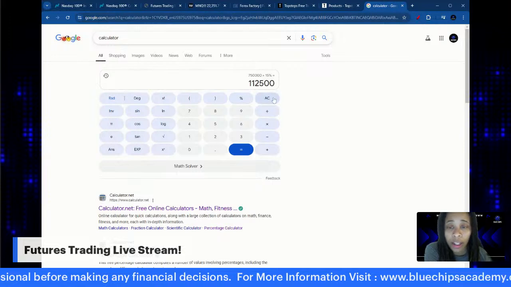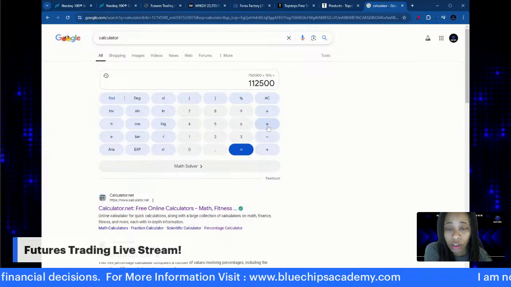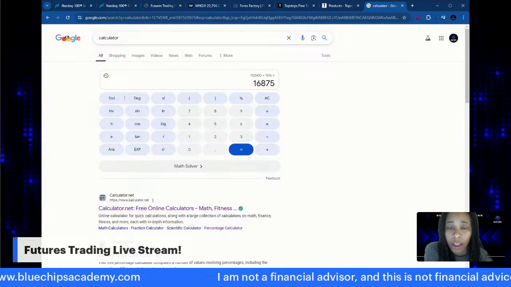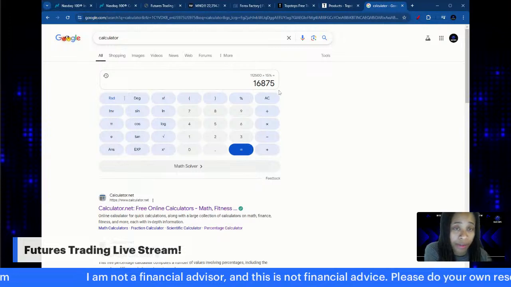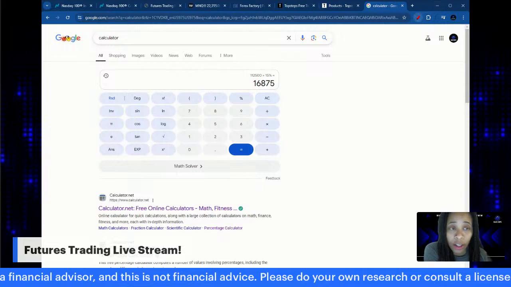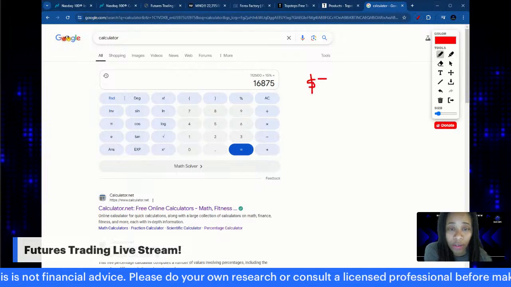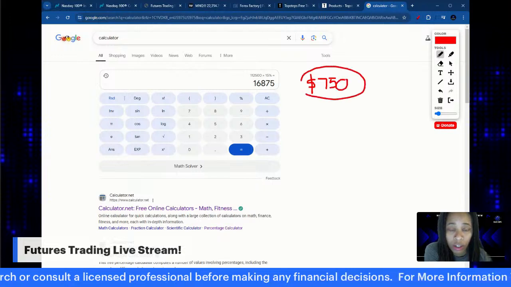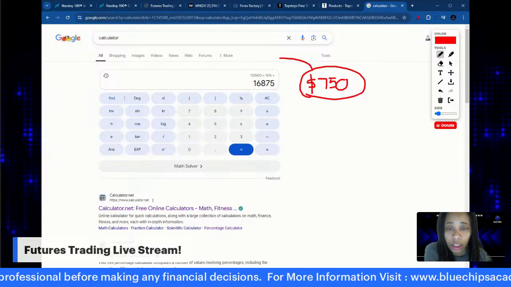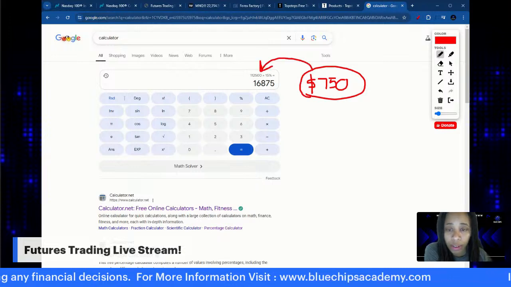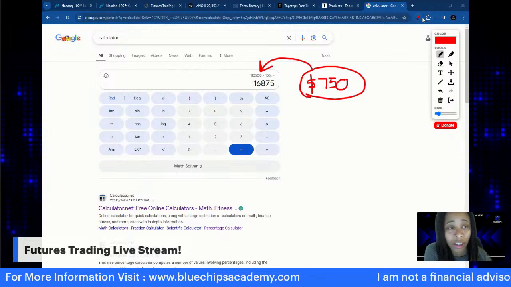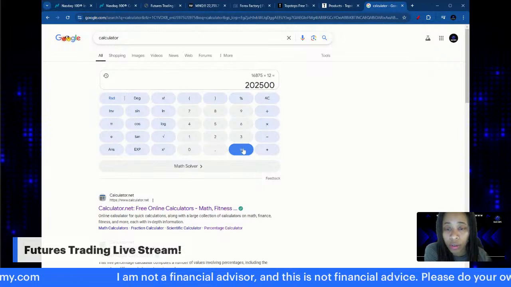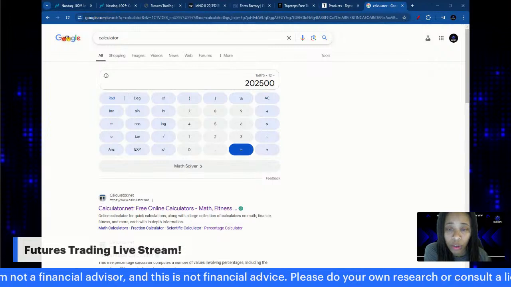Okay. So if you're making that same 15% off of that $112,000, let's just look at it here. You're now looking at 16 grand a month. So it cost you $750. This was your initial cost to put yourself in position to make this per month. $16,875 per month.